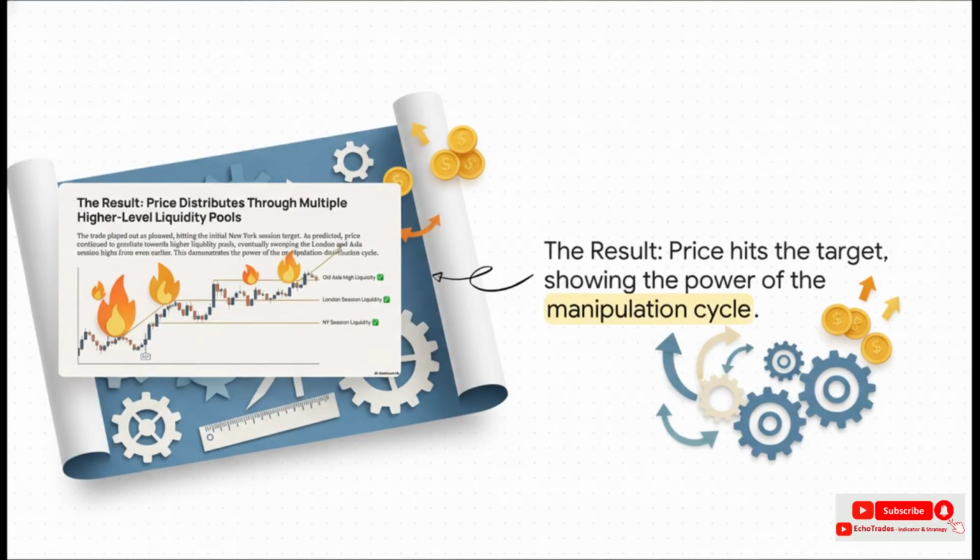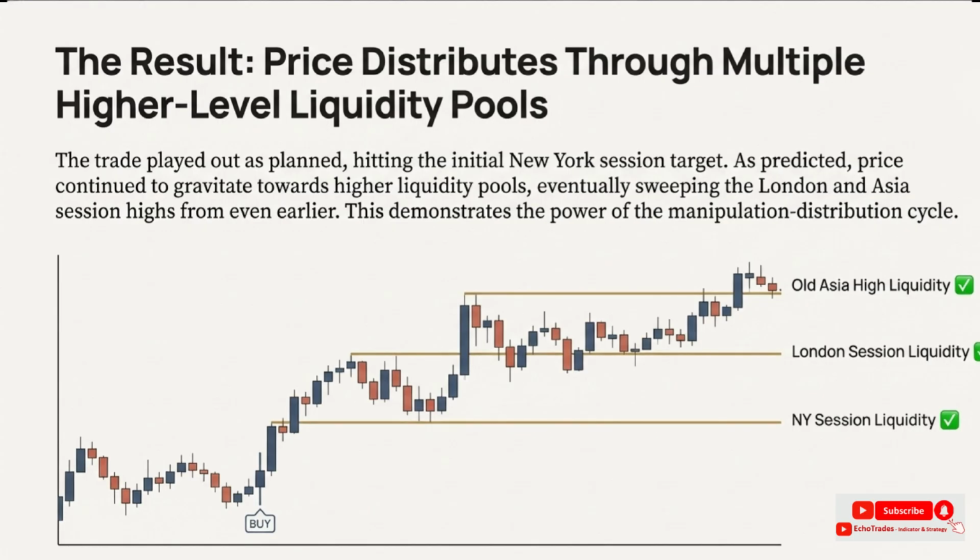So what happened? It played out perfectly, just like a textbook example. Price rallied, smashed through our target, and just kept on going toward those higher liquidity pools. It's a beautiful demonstration of that whole manipulation distribution cycle in action.